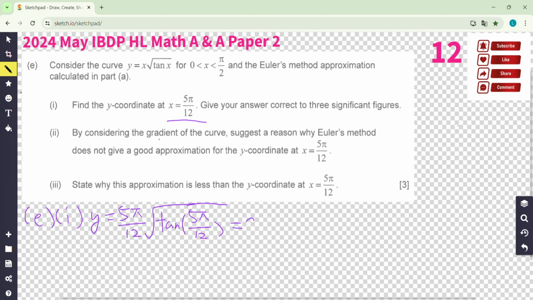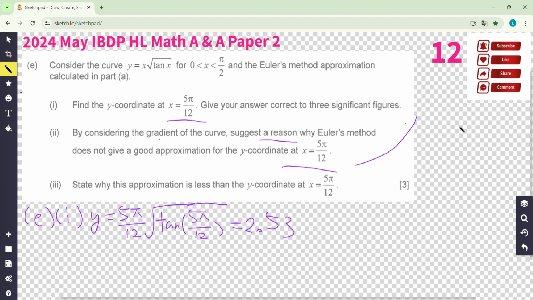Yes, you got it. It's 2.53. Wow, very different from your approximate result in Euler's graph. By considering the gradient of the curve, state the reason Euler's method does not give a good approximation for the y coordinate at x equal 5 pi over 12. Same question at 2023 November. Same concept, because the curve, the gradient changed too much.